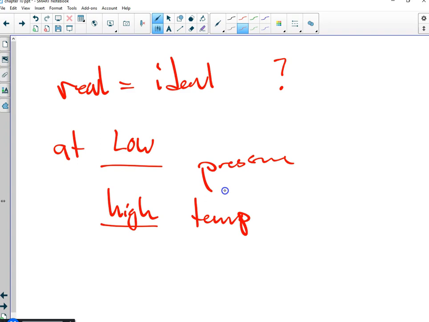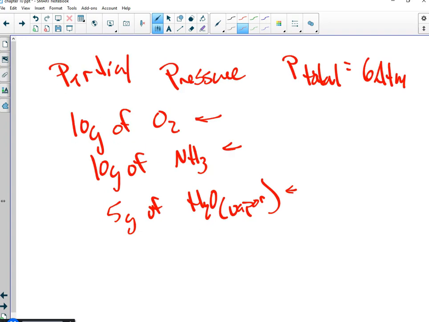I can make one up, but before I do that, go ahead. So what we're doing here, we're solving a partial pressure problem. You have 10 grams of O2, 10 of NH3, and 5 of H2O. The total is 6 atm. Okay, that is enough data. This isn't necessarily a PV=nRT problem. It involves it, but not the actual equation.